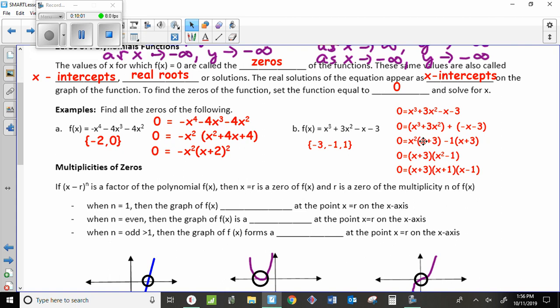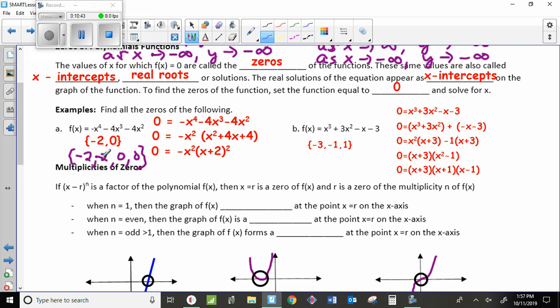Now, notice that some of the factors, like in the first example, actually this one here, are two factors of negative 2 and two factors of 0. So if I had to write it out, it should be like this. So there are some factors with multiplicity, meaning they can repeat in your zeros. There are 2 of negative 2, and then 2 of 0. All right, so if x minus r to the n is a factor of the polynomial f of x, then x equals r is a zero, and r has a multiplicity of n.